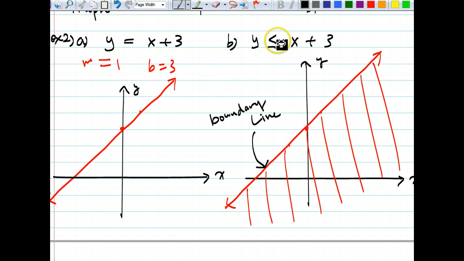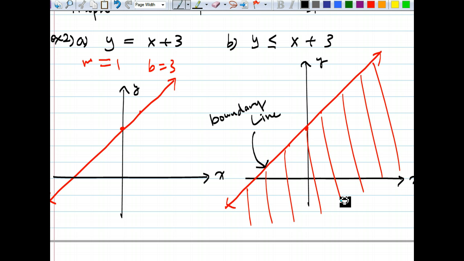Now, why do we shade below? Because it says y is less than. The y coordinate tells you to go up or down, right? So if it's below, we want y that is less than x plus 3, which is below this line. Does that make sense?